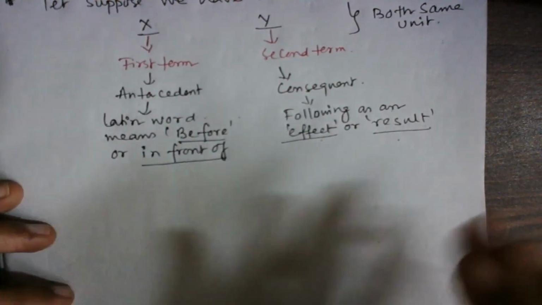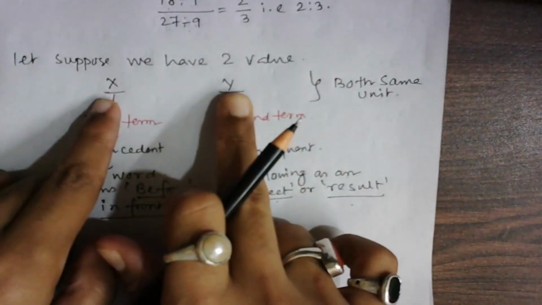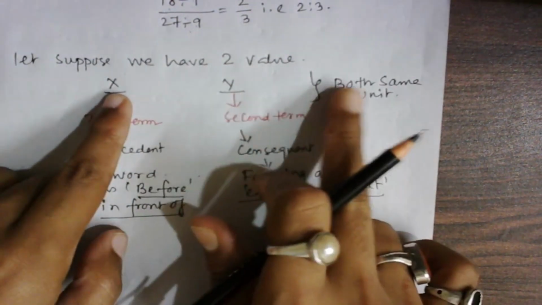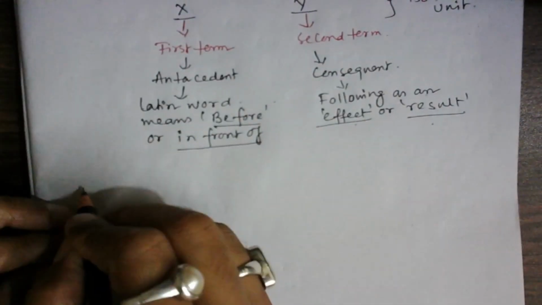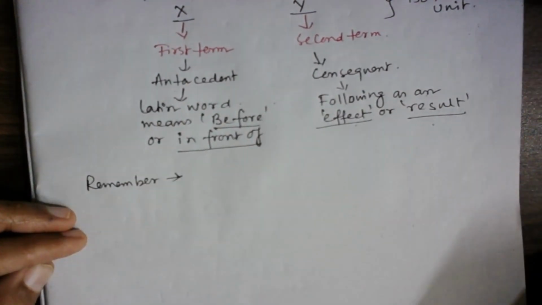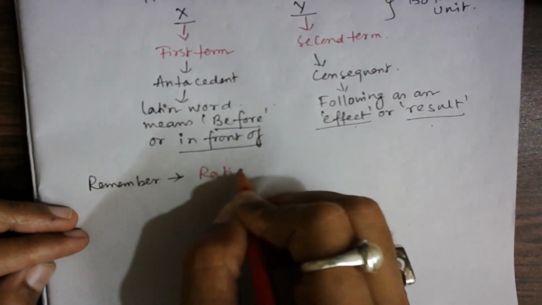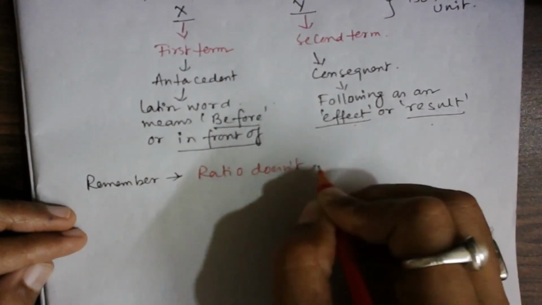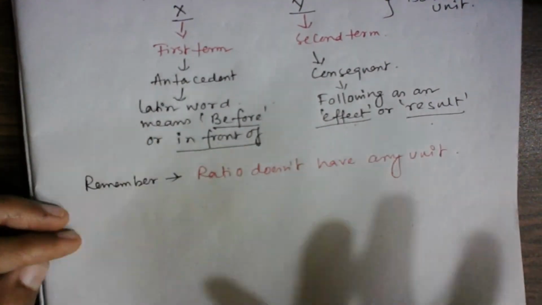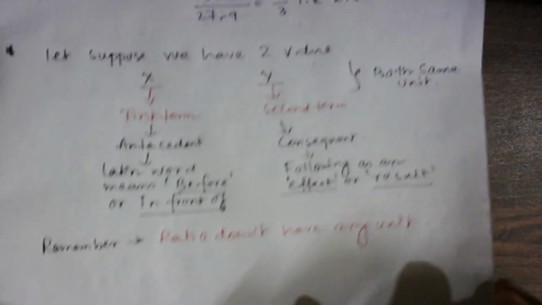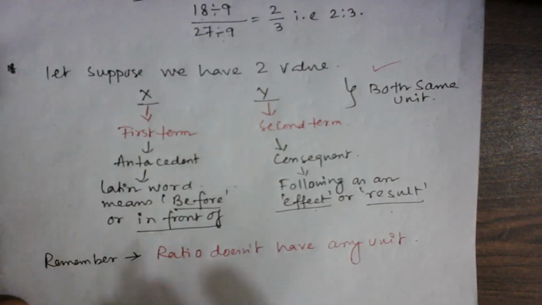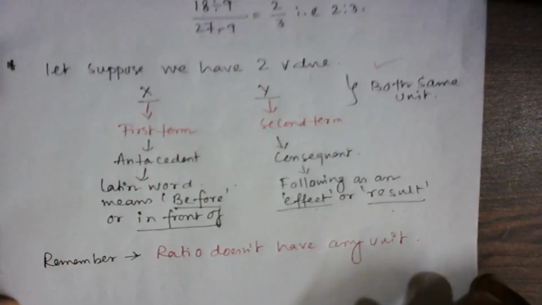Okay, and remember, with respect to x and y, these two are the terms. Terms need to have the same unit, but always remember ratio doesn't have any unit. All the units we have are with respect to the values. The value, or you can say the term, has the unit. We don't have any unit for the ratio.